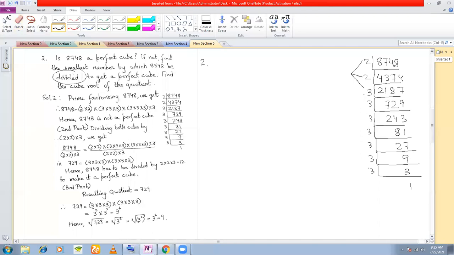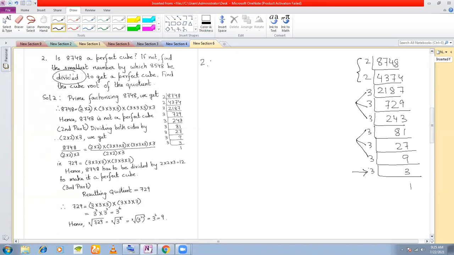Okay. So we have this does not form a triplet. That means 2 is not forming a triplet. We'll leave it as it is. We just give a curly bracket here. And this forms a triplet. This forms a triplet. And also this does not form a triplet, right?